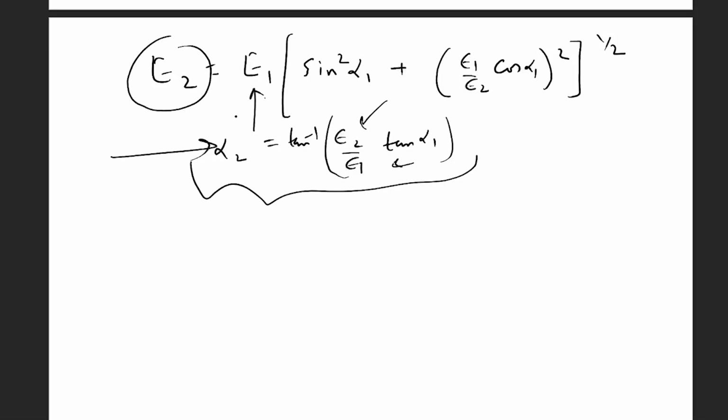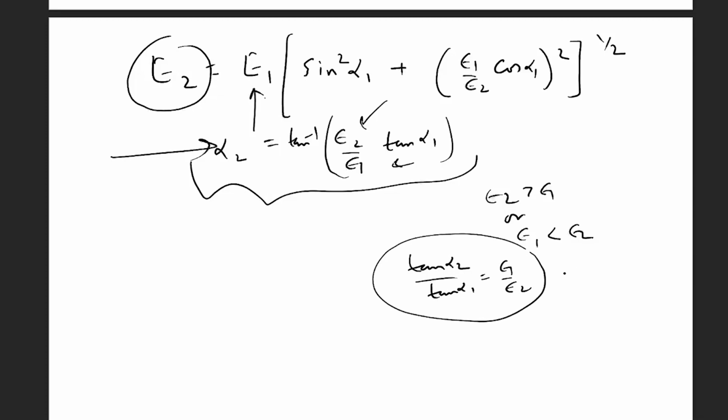So in this way we have found E2 and its direction in terms of epsilon 2, epsilon 1 and E1. So you see, this is some kind of Snell's law which is being followed here, and by examining the figure or the various angles, we can find which one is greater, whether epsilon 2 is greater or epsilon 1 is greater, just by looking at the relation tangent alpha 2 by tangent alpha 1 equal to epsilon 2 by epsilon 1.